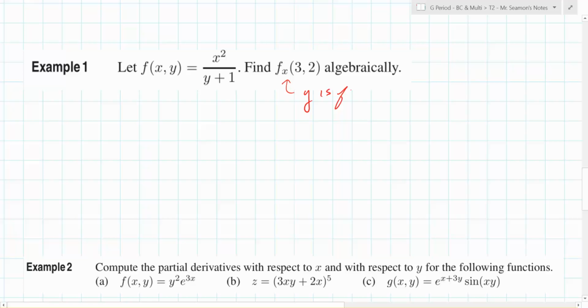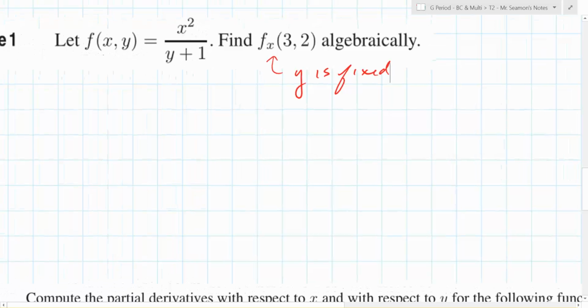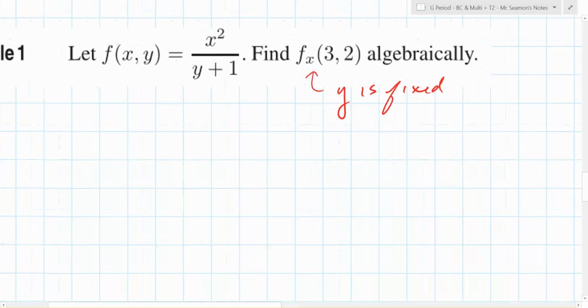Y is fixed, right? So when you are computing fx, let's first find fx of xy. That's the partial of the function with respect to x. So what do we treat as a constant? Y. If this is just a constant, if it helps you, call it a, whatever you want to call it. Maybe not change it because you'll get confused. But if we treat y as a constant and only x is changing, can you tell me what the derivative is going to be, fx of xy?